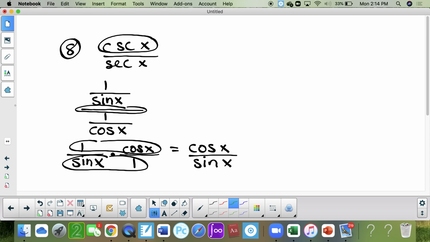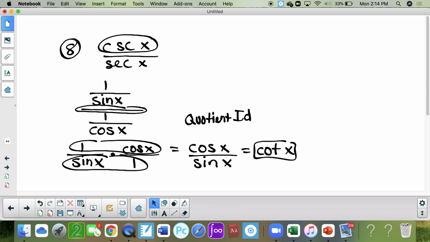And if you look at your formula sheet called the quotient identities, this is the same thing as cotangent of x. So these are all the problems worked out for you for 7.1. And I'll do that for 7.2 also.